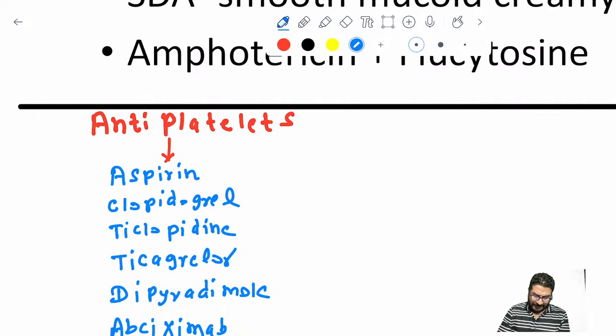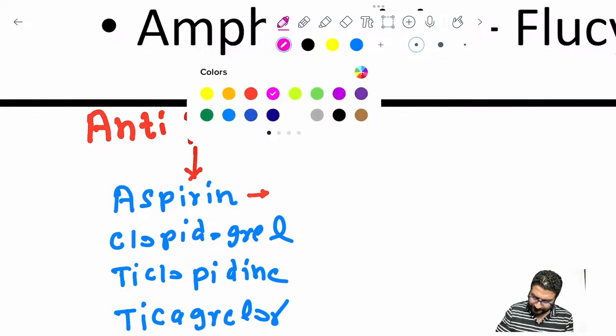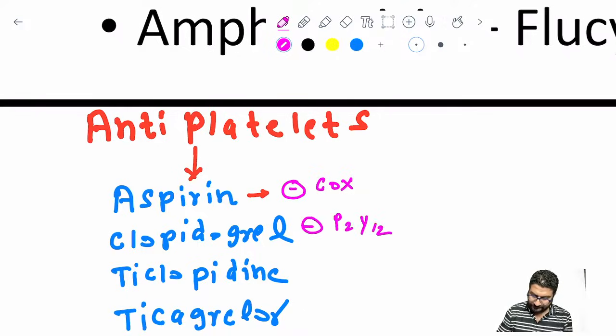Am I clear? Okay, now tell me the mechanism of action. Aspirin कैसे काम करता है? Remember, aspirin inhibits COX, right? Coming to ticlopidine and clopidogrel, this is P2Y12, so this will inhibit P2Y12. Ticagrelor and cangrelor are also the same.